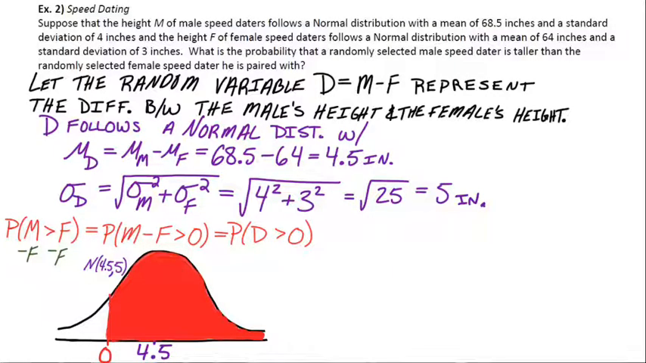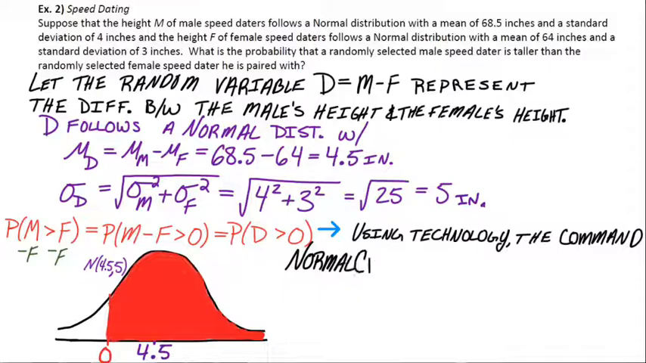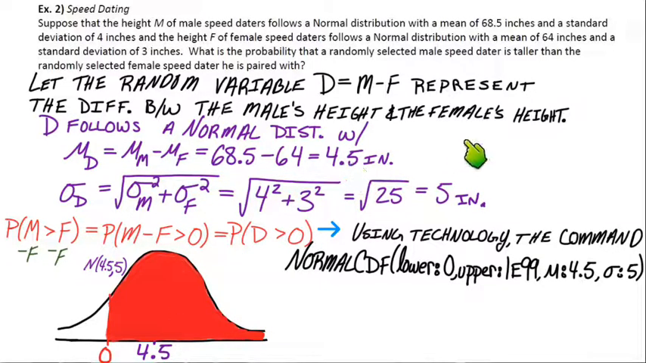And then we can jump right to the calculator at this point. We've marked off 0, so we could say using technology, the command normalcdf, our lower bound is 0, our upper bound would be 1E99, right? It goes off the chart here. And then the mean is 4.5. The standard deviation that we use is 5. So I said it had to be over 50%, and the answer this gives us is 0.816. Okay, so that area is 0.816.